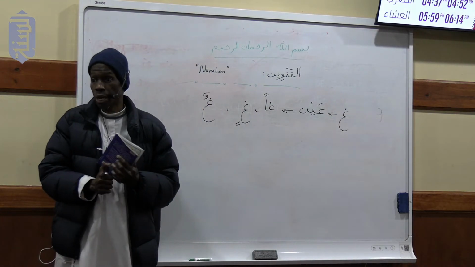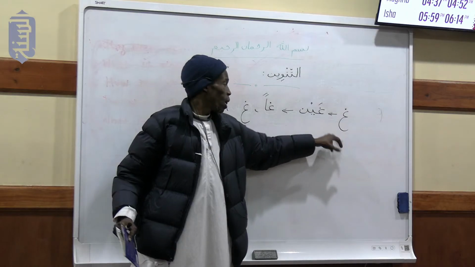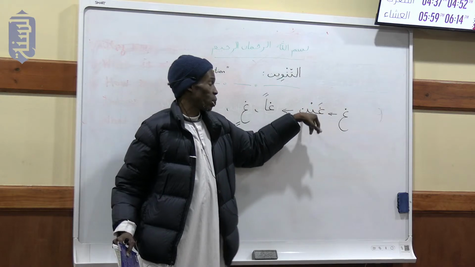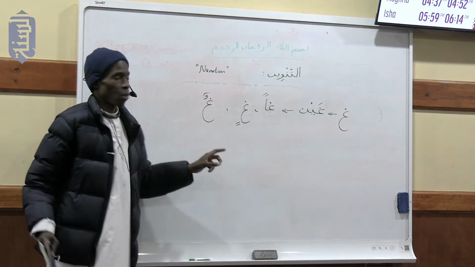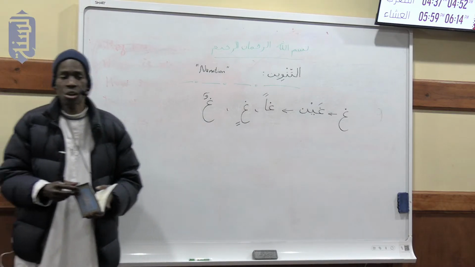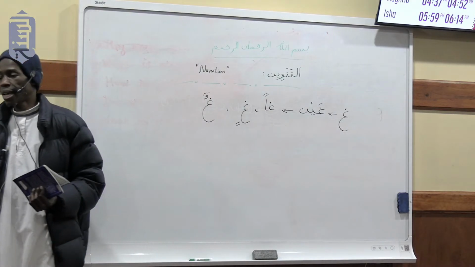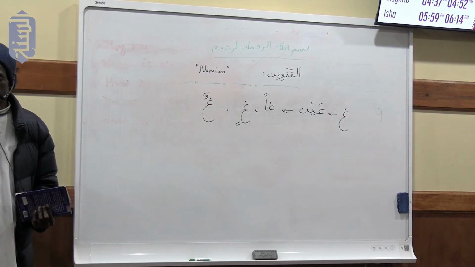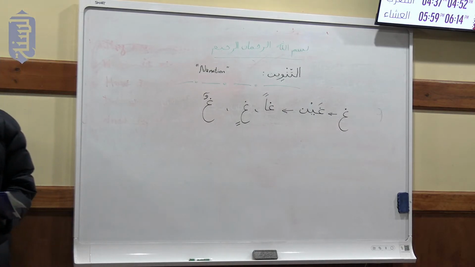The letter is ghoin. Everyone say that? Ghoin. And it's spelled as such, with a ghoin with a fatha, ya with a sukun and a nun at the end. Therefore, when you put tanwin on ghoin, you spell it as such. Ghoin fatatan ghon. Ghoin fatatan ghon.